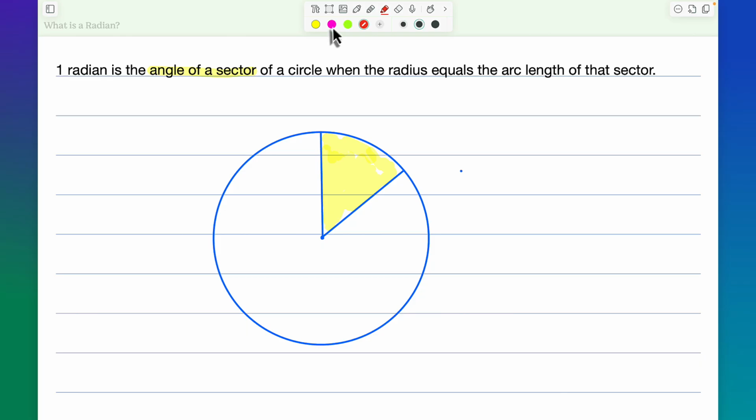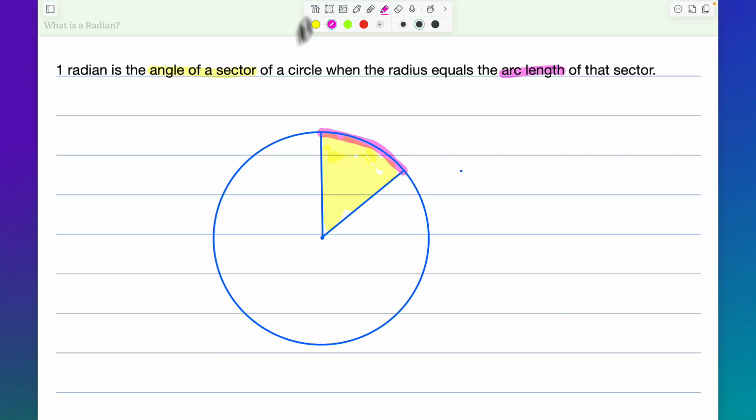Now, what does the word arc length mean? If we've taken a piece, so we now know what a sector is, the arc length is the portion of the circle on that sector that runs along the circumference. So if we have this sector, the arc length is basically the distance going along the circumference. That would be our arc length. Those are the two key definitions that we need to know before we dive into defining what a radian is.